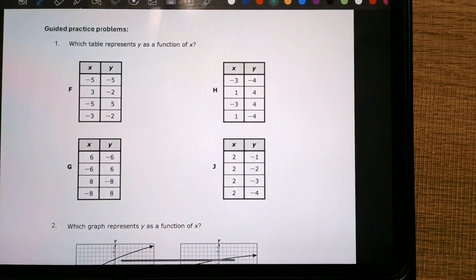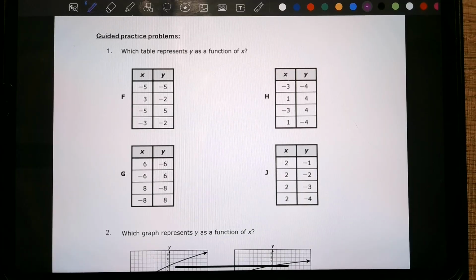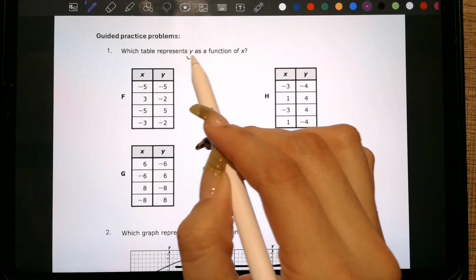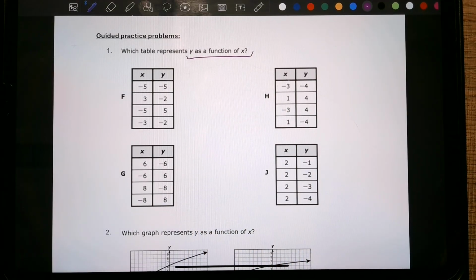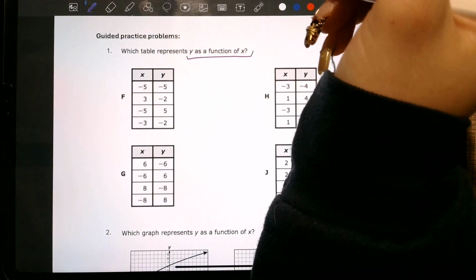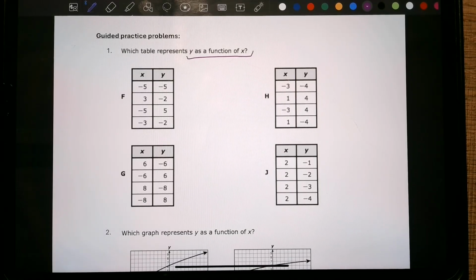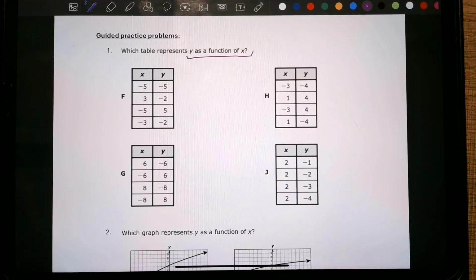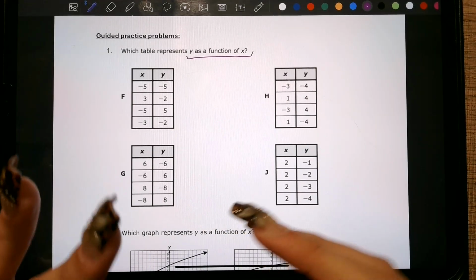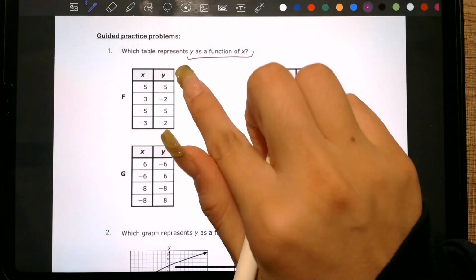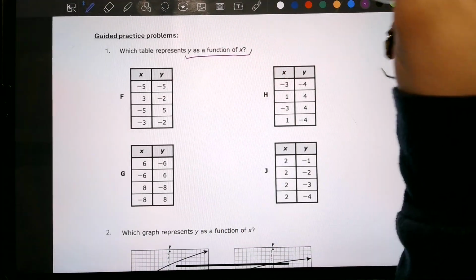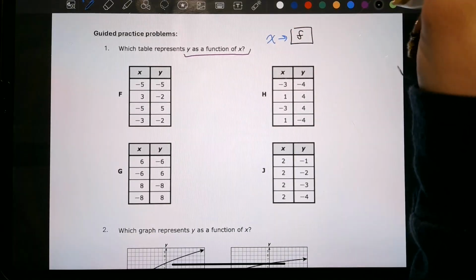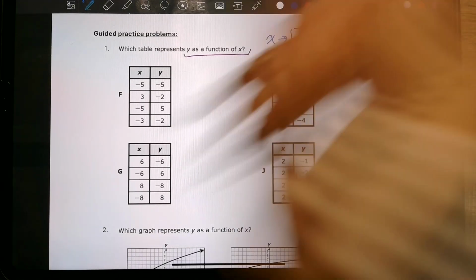Here's our first one. It says, which table represents y as a function of x? Y as a function of x is basically just asking you which one is a function, okay? So we're looking for which one is a function. And if you want to try this on your own, just pause and then you can skip to when I show the answer to see if you're right, but if not, just follow along. So which table represents y as a function of x? Meaning when x goes into our function, we have only one output.